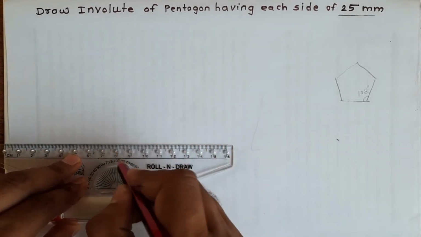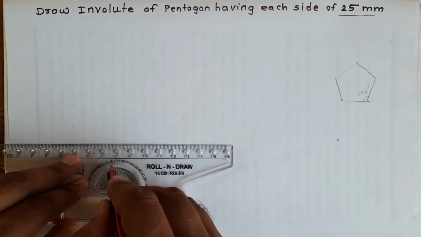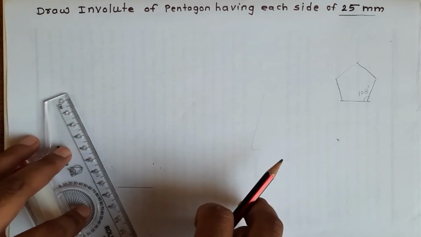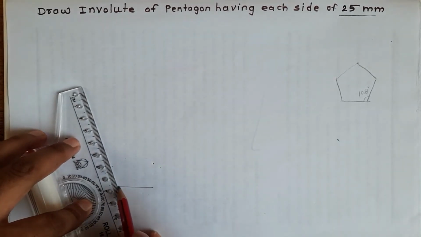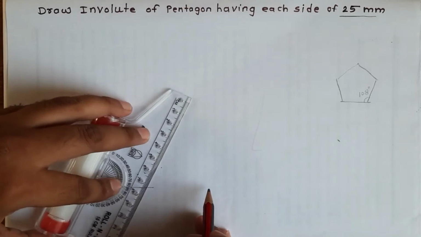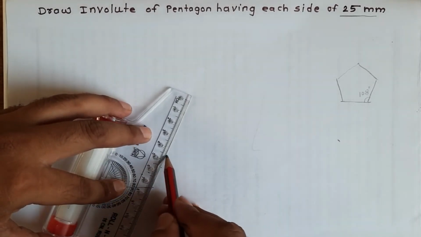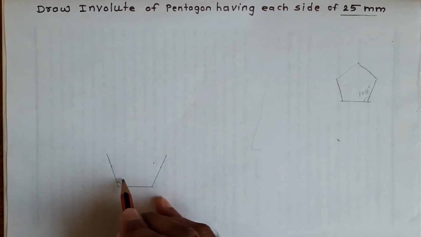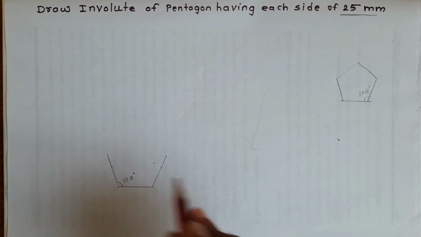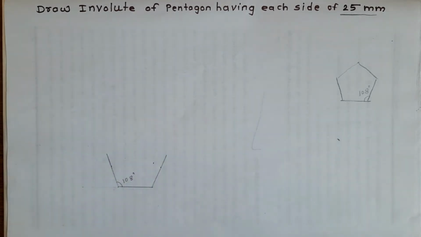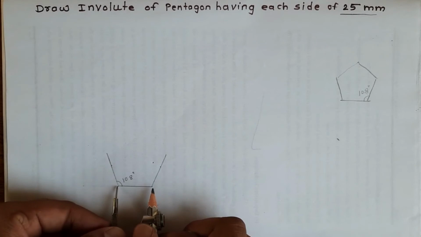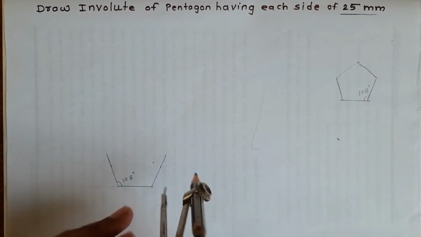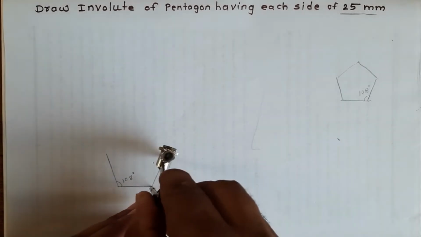The left hand side angle will again be 108. So as per procedure, I will draw that. The angle made by two sides is 108 degrees. Next I will take the dimension. This dimension will be 25 mm. I will take it in the compass and cut on the two sides.